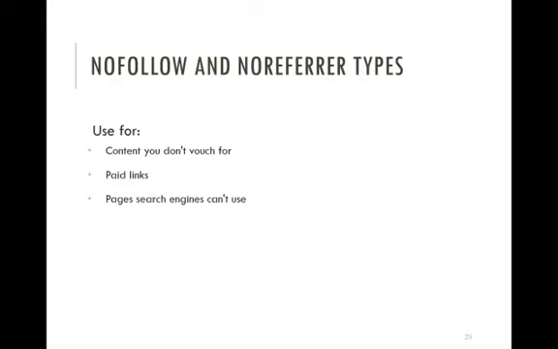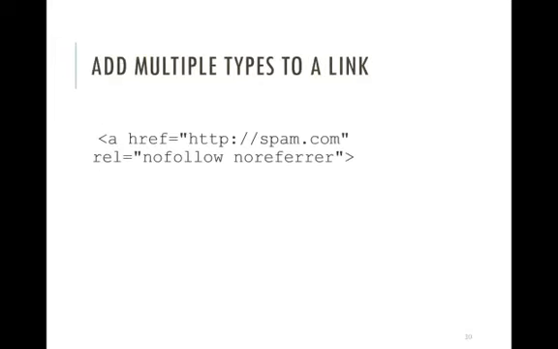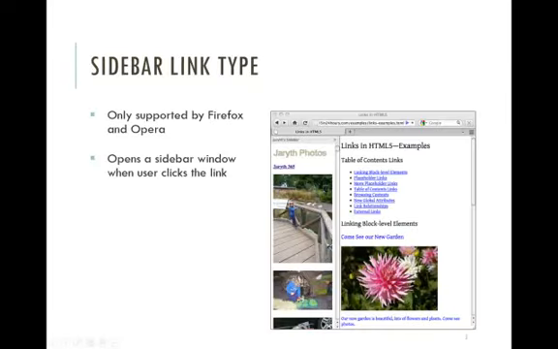The nofollow and noreferrer types are used for content that you don't vouch for. These are going to be things like paid links or pages search engines can't use. You can also add multiple types to a link. Keep in mind if you're using the sidebar element in HTML5, at this time only Firefox and Opera support it.